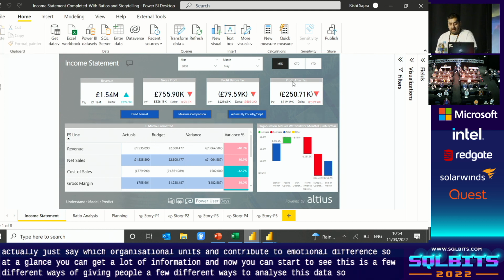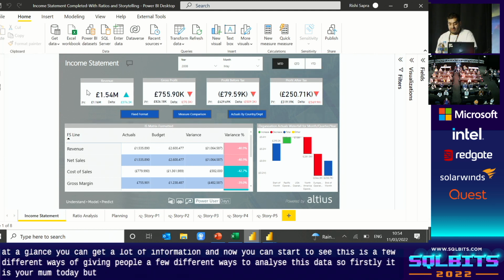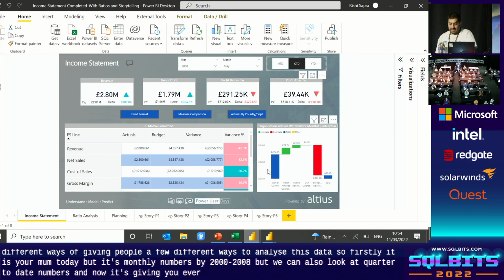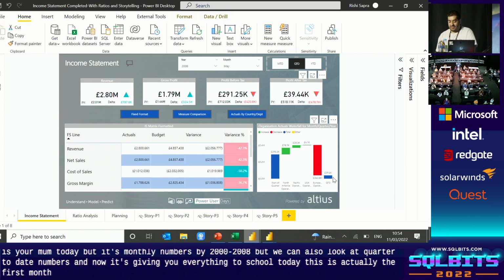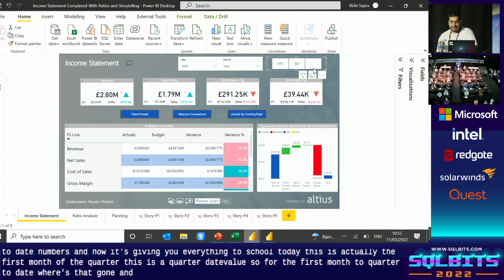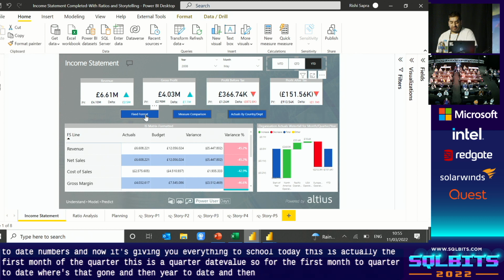So firstly, this is all month to date, monthly numbers by default, so May 2008, but we can also look at quarter to date numbers. And now it's giving you everything as quarter to date. This is actually the first month of the quarter. This is the quarter to date value. So from the first month to quarter to date, where's that gone? And then year to date. And then we think about some of the interactions.